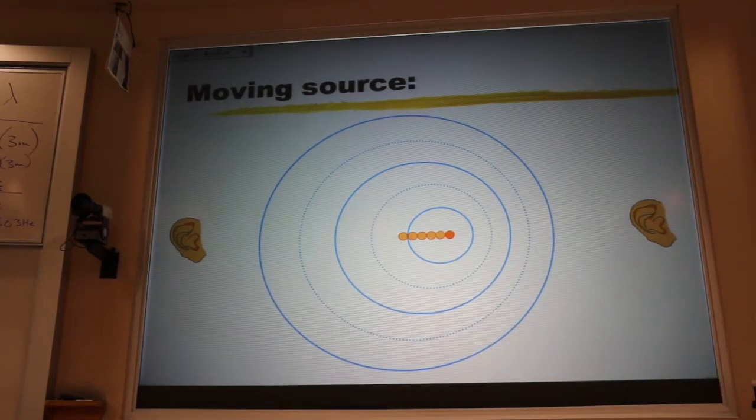I am going to demonstrate this Doppler shift for you. Listen very carefully for the shift as it goes past you. Ready?